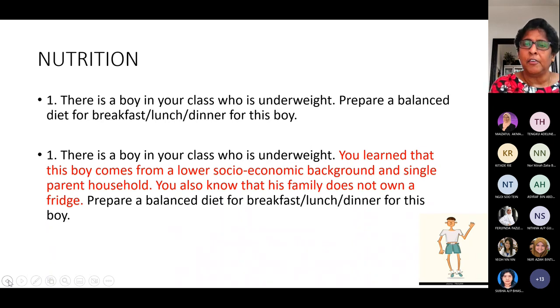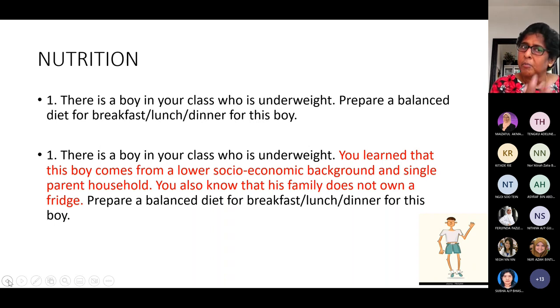I'm not saying that the first question, yeah, I agree with you. That's why I didn't say the first question is not HOTS. It is a HOTS question. But if I am a good student, I would definitely prepare notes and all that about this. So when I come to the exam and I see, prepare a balanced diet, I just write it all out. But if you want your questions to be slightly challenging, then the second part would be a better one.